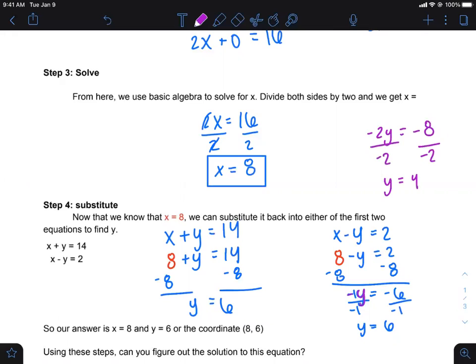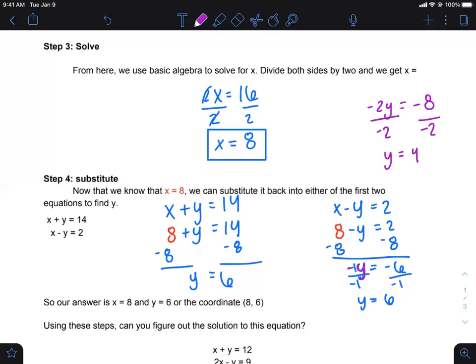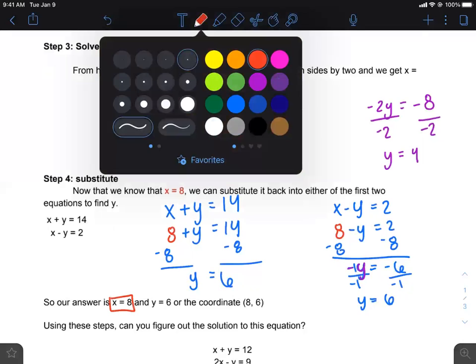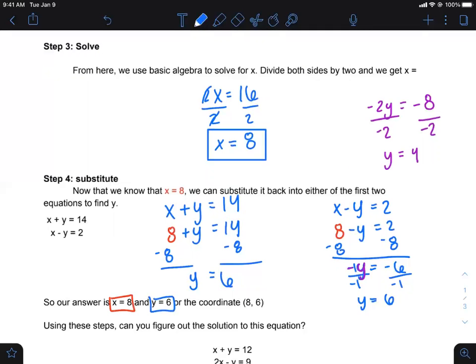No, good. I love it because you're asking the questions and we're getting the answers. Atta girl. All right. So our answer is x is equal to 8 and y is equal to 6. Okay. We got our 8 from above and we got our 6 right from solving it.